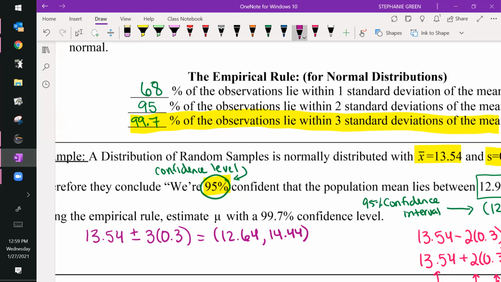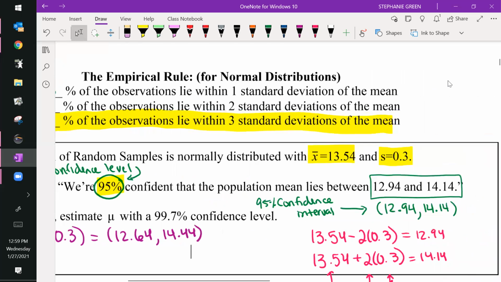So as you can see, that interval is wider than the interval we had before. So it includes more numbers, which is why we can be more confident. It includes more points. So obviously we're 99.7% confident, we're saying that the true population mean is somewhere within that interval. Well, yeah, because that's 99.7% of the data. So of course we're confident that it's in there somewhere. It includes almost everything that there is.